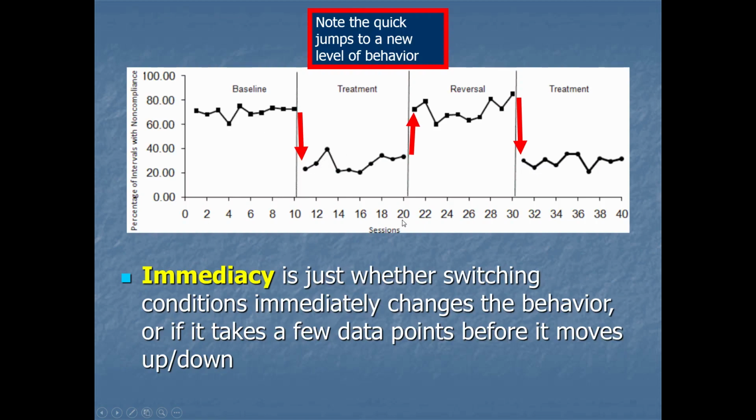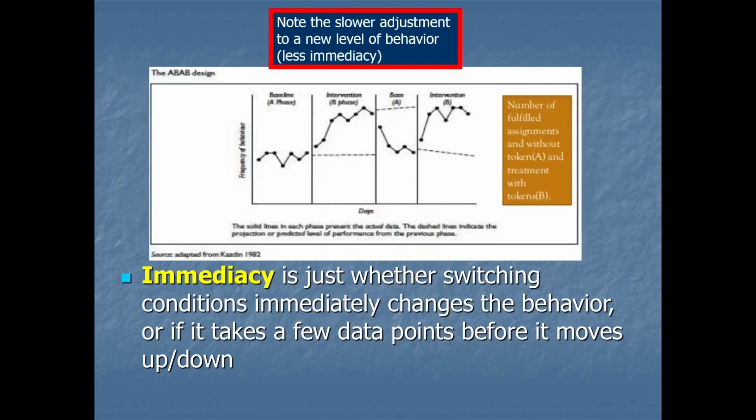Right? We've jumped pretty significantly, and we jumped instantly. So that's immediacy. It didn't take 3 or 4 sessions for the treatment to start working. It was immediate. When the treatment is removed and we reverse back to baseline, it immediately jumps back up. And likewise, turning on the treatment again sort of instantly gets results on that next session. So we would say this data, if we see something like this, shows a lot of immediacy, or it has a high level of immediacy.